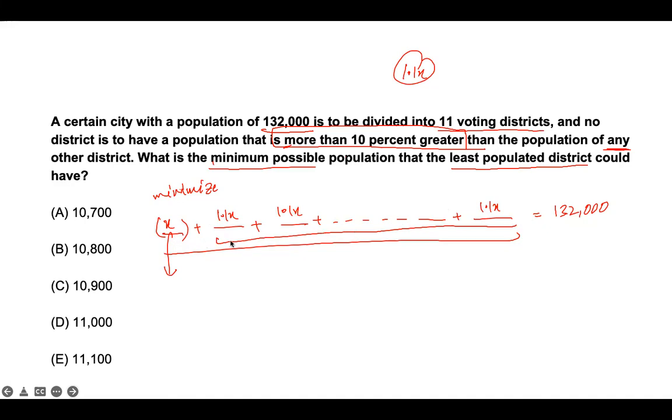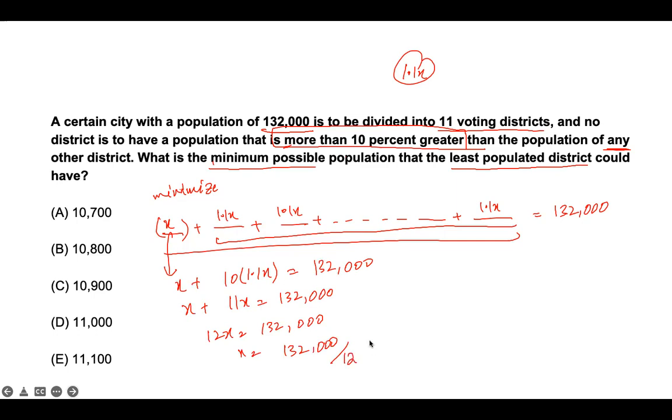So if we add all of these, this will be x plus 10 times 1.1x, which is equal to 132,000. So this will be x plus 11x is equal to 132,000. So 12x is equal to 132,000, and x will be equal to 132,000 divided by 12, which is 11,000. So the minimum possible weight of the least populated district is 11,000.